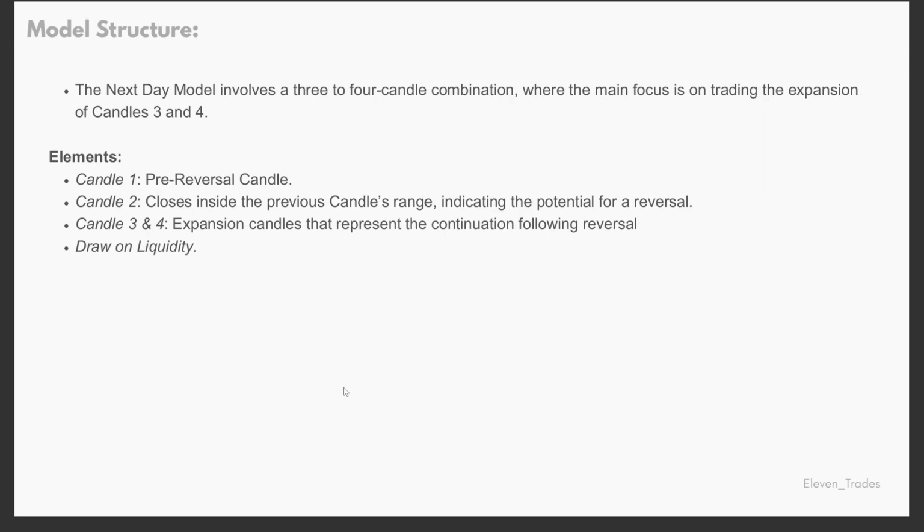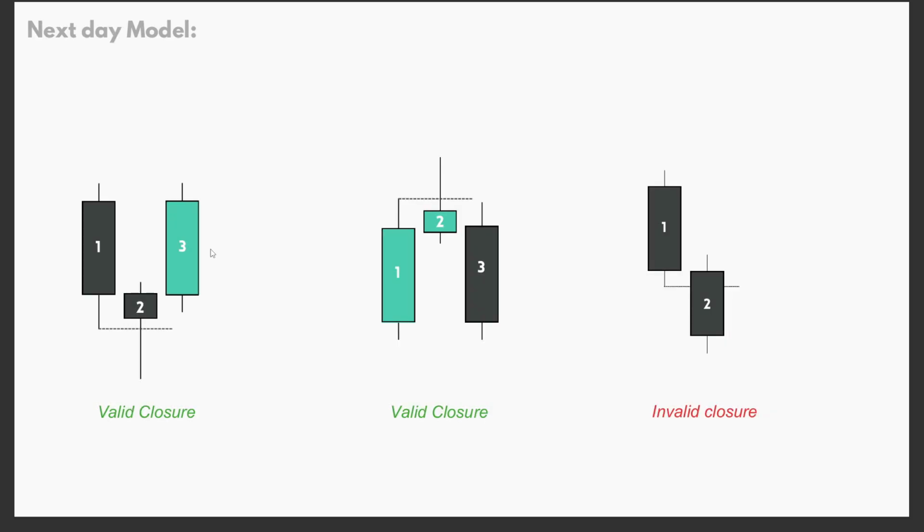The next day model actually involves 3 or 4 candle combination, and we will be only trading the expansion days. The candle 1 is a pre-reversal candle. The candle 2 is the reversal candle, which is closing inside the range of the first candle and indicating a potential for the reversal. The candles 3 and 4 will be the expansion candles. And we will need a draw on liquidity on the daily chart to play the next day model.